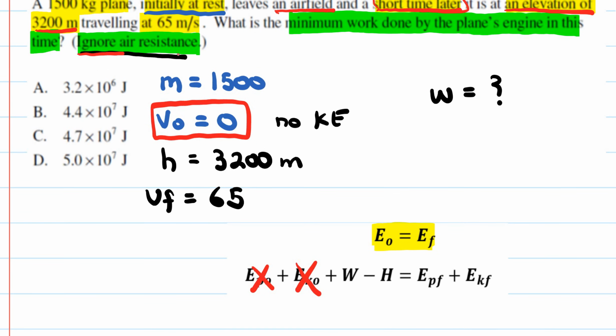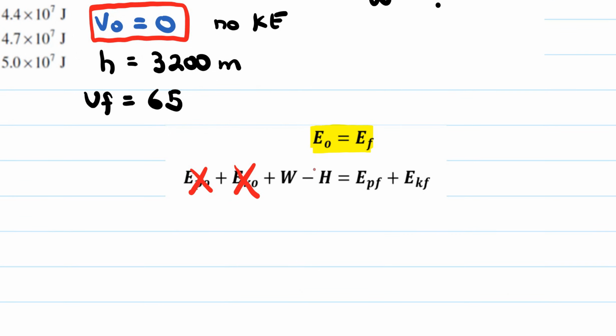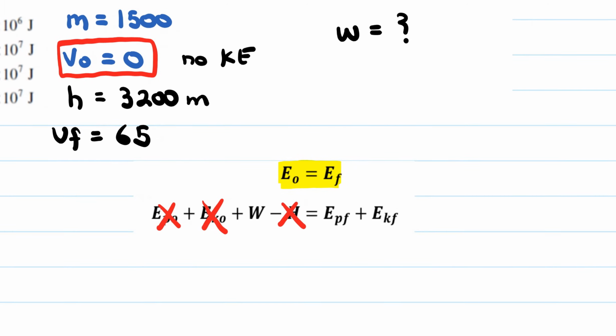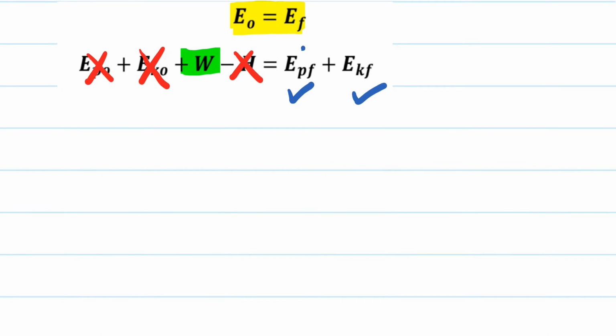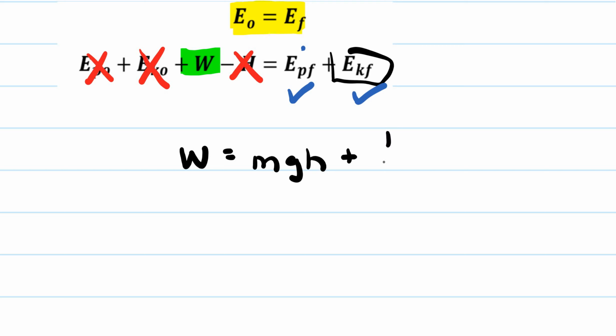The question also tells you to ignore air resistance, so let's get rid of the H there. And since we have a height, 3,200 meters, we definitely have potential energy at the very end. And since our final speed is 65, we also have kinetic energy at the very end. Our goal is to find work. By using the work energy theorem, if I isolate for work, it's equal to your potential energy, which is mgh, plus your final kinetic energy, which is 1/2 m times Vf squared.